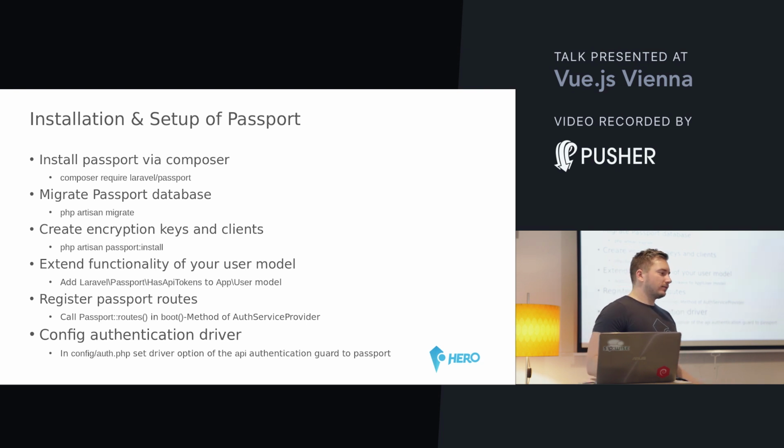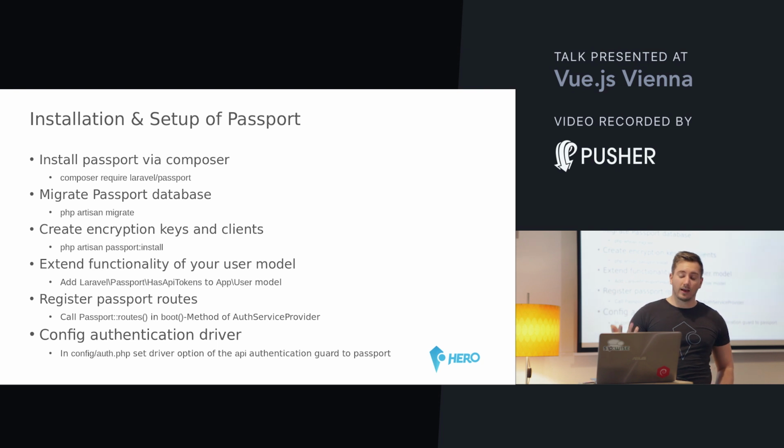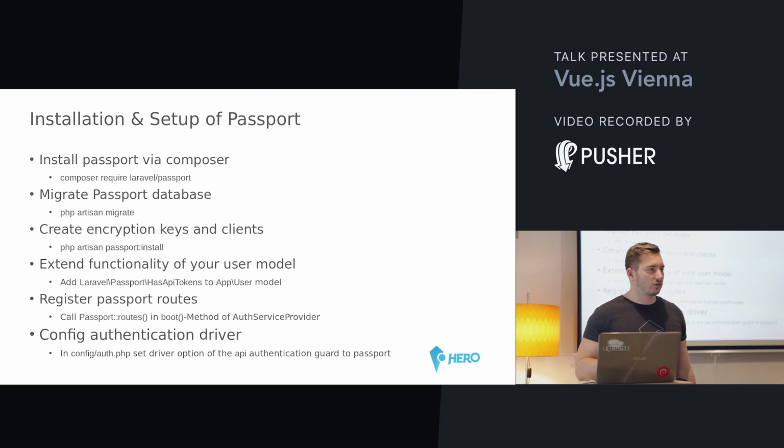And then you're finished with setup and installing Passport. At the end you need to tell your application that it should use Passport when it comes to authentication for your API. So you just go into the config file, which is called auth.php, and set the driver option at the API authentication guard to passport. That's it. That's the simple setup for Laravel Passport.